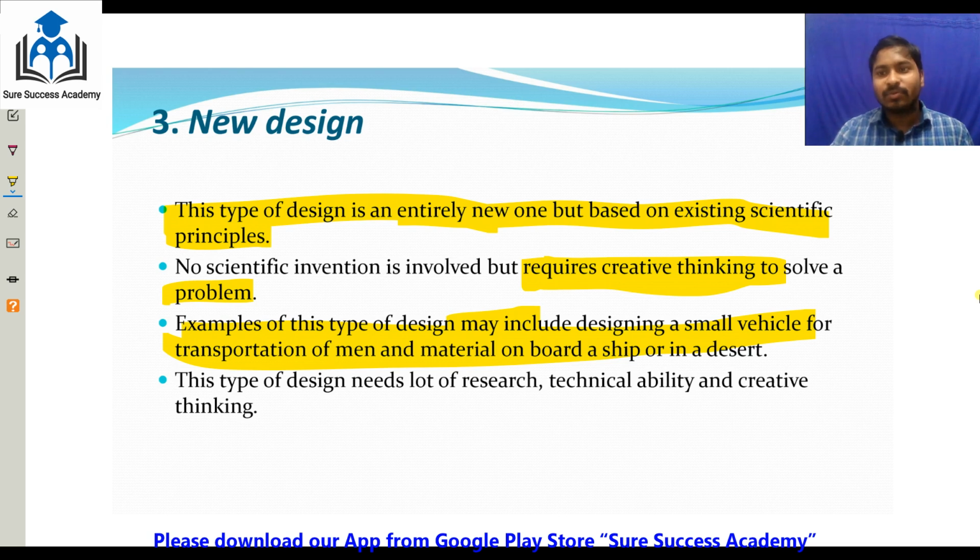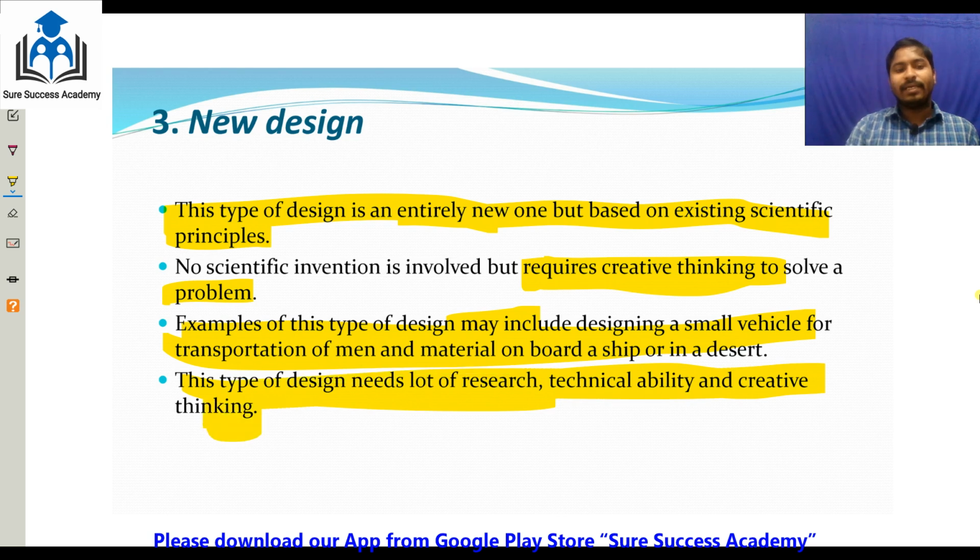But the principle of the automobile, the principle of the IC engine, how it works, you know. You have to use it in the design such that it will be able to transport the men and material on board a ship. This type of design needs a lot of research, technical ability and creative thinking.